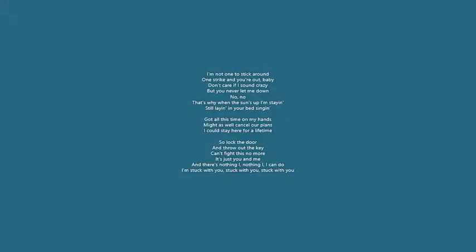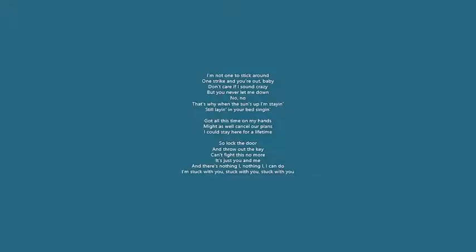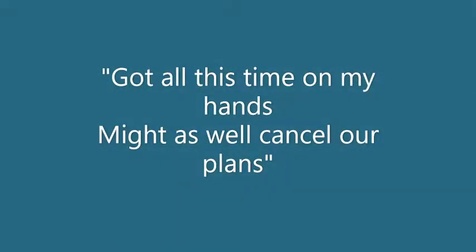Okay, so I've got some lyrics here to the new Ariana Grande song, Stuck With You. Don't say I never do anything nice for you, young people. So I have sectioned out this little bit here: got all this time on my hands, might as well cancel our plans. What I thought I could do is demonstrate how a CEIL paragraph works to use as evidence for an idea. So I thought, okay, this song is supposed to be really romantic. So how about I prove that it's really romantic by analysing the lyrics. So I chose this lyric in particular, and then I have written up a CEIL paragraph using this lyric as my evidence.